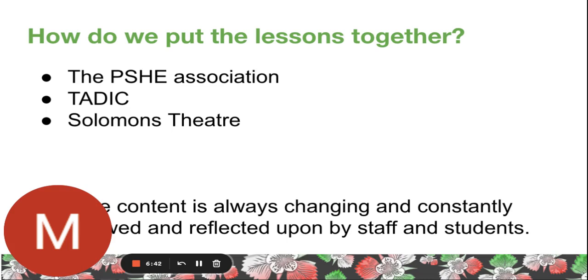As you can see, a lot of the content is very sensitive and needs to be delivered appropriately. To help with this, we use a wide variety of expertise to help us. We are a member of the PSHE Association, which publishes training and resources for the content required. We also use the expertise of TADIC, who have helped us write and review our Year 9 sex education scheme of work. Each year, Solomon's Theatre deliver a play to all of our Year 9 called Last Orders, which focuses on alcohol, peer pressure, and sexual health.